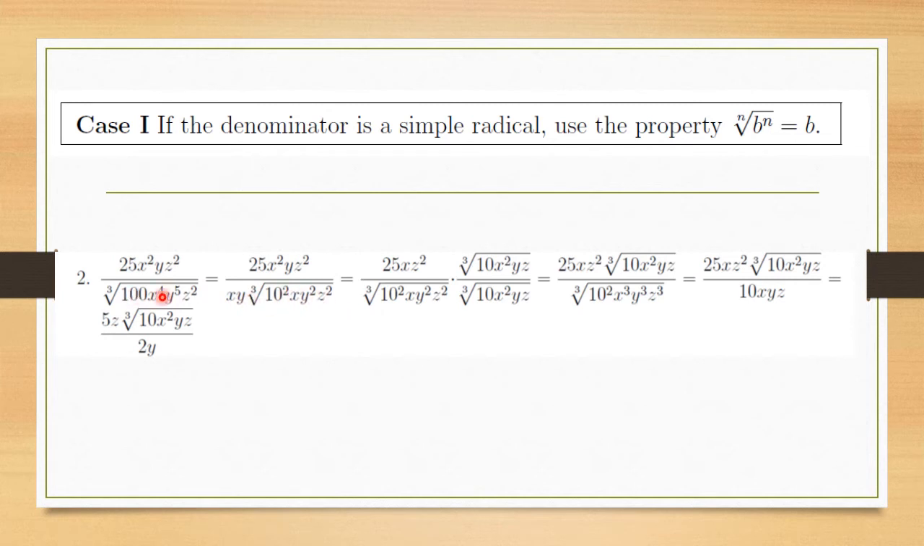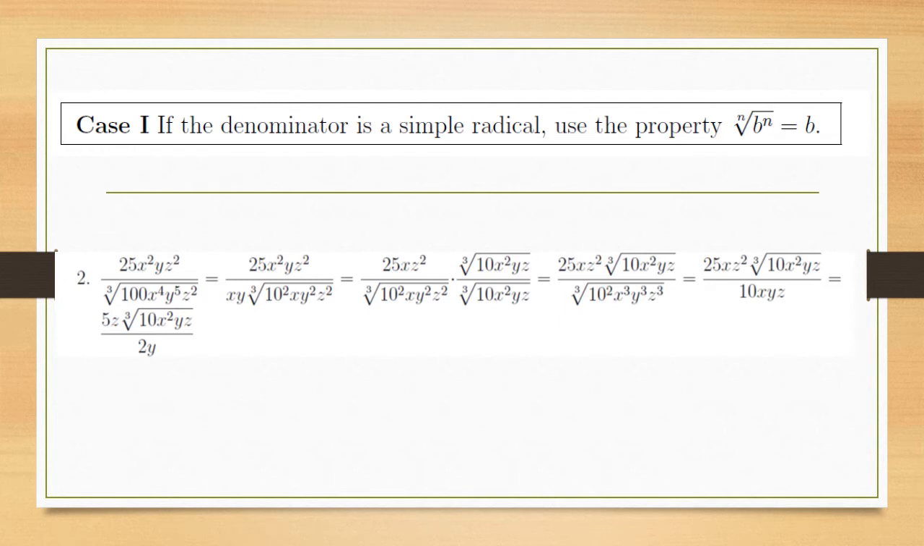So simplify this first. 100 is 10 squared. Now you see that 10 squared needs a 10 to the 1 to complete into a third power. X here needs an x squared, y squared needs a y, and z squared needs a z. So we multiply that here as well as in the numerator. I'm sorry, this one here should be cube.